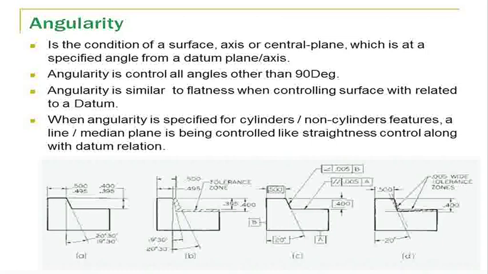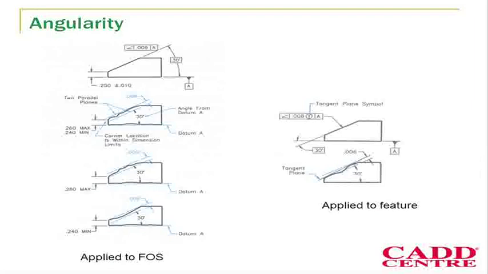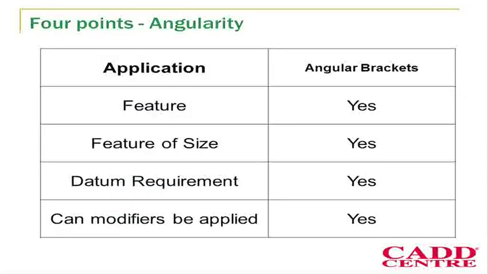When angularity is specified for cylinders or non-cylinder features, a line or median plane is being controlled like straightness along with the datum relation. You can see first we have to represent the datum and then the angular value, which should be a basic dimension, and then the angularity symbol. The angularity condition can be applied to feature as well as feature of size. To conclude, the angularity condition can be applied for angular brackets. It can be applied for both feature and feature of size. You require a datum for representing the angularity condition, and modifiers can be applied for angularity.